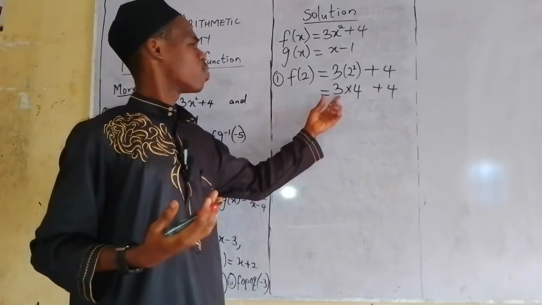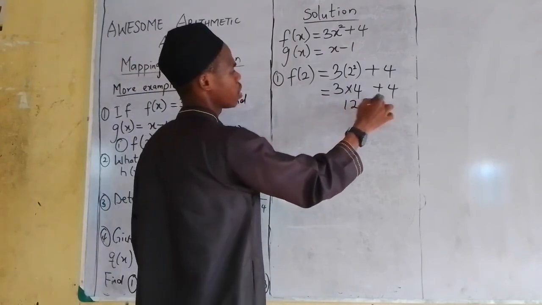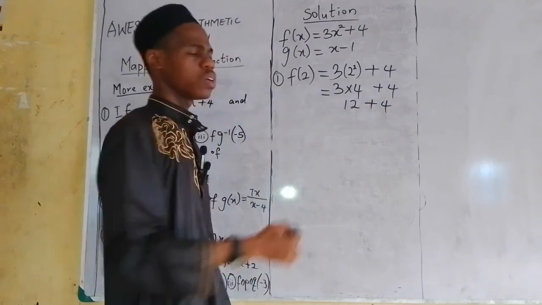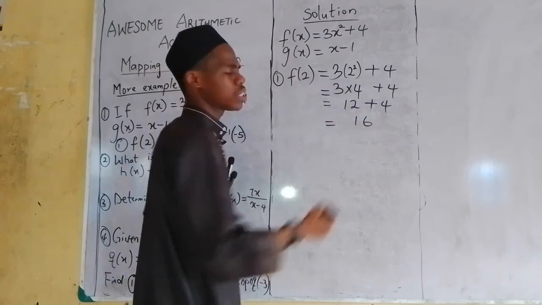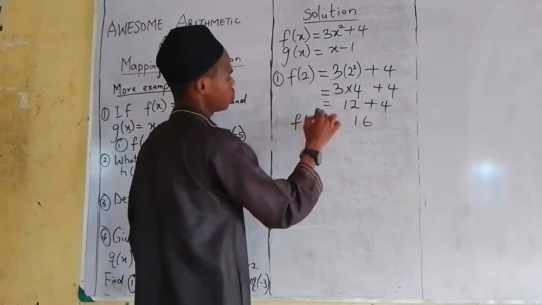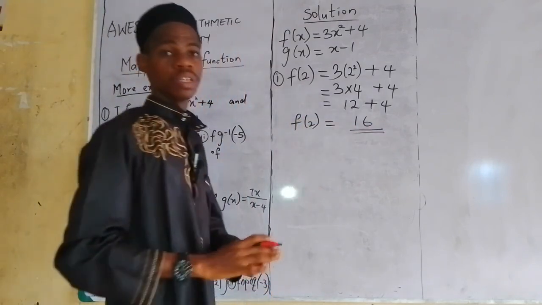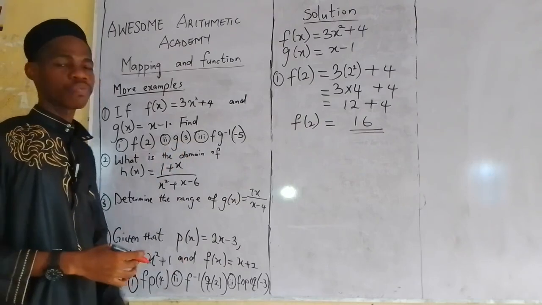When we are asked what is 3 times 4, we all know that should be 12. So I'm having 12 here plus 4. And this will give me what? 12 plus 4 is what? 16. And that's f of 2. F of 2 is 16. That's all for that. Now let's do the second one, g of 3.